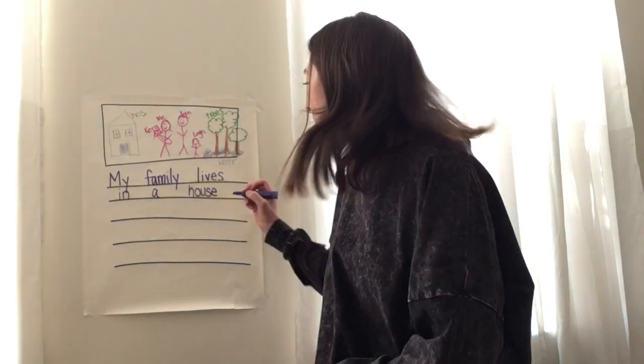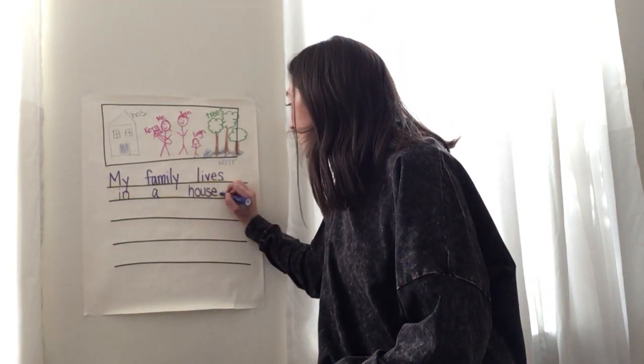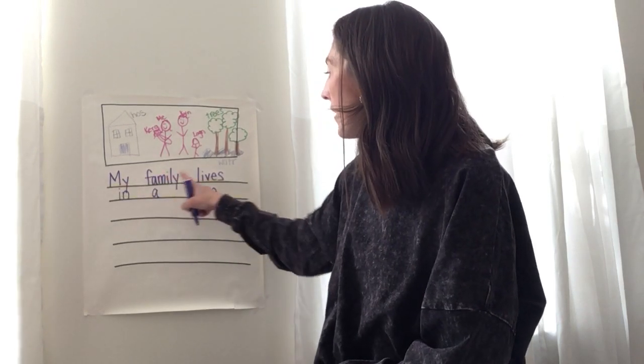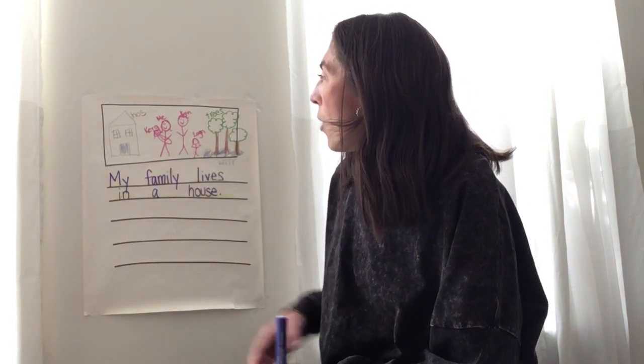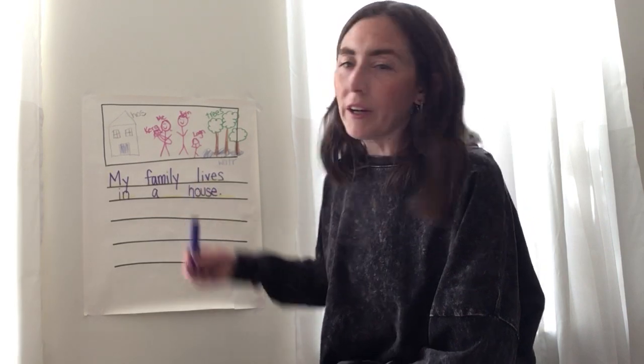What do I have to put at the end? A period, because that shows that it's the end of my sentence. My family lives in a house. So I just wrote a sentence from my picture. I bet that you can write a sentence about your family too. So write a sentence and send it to your teacher.